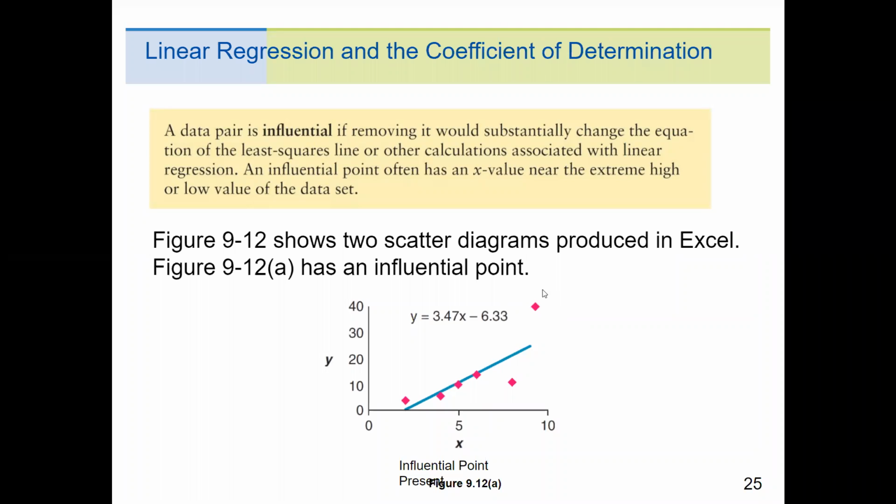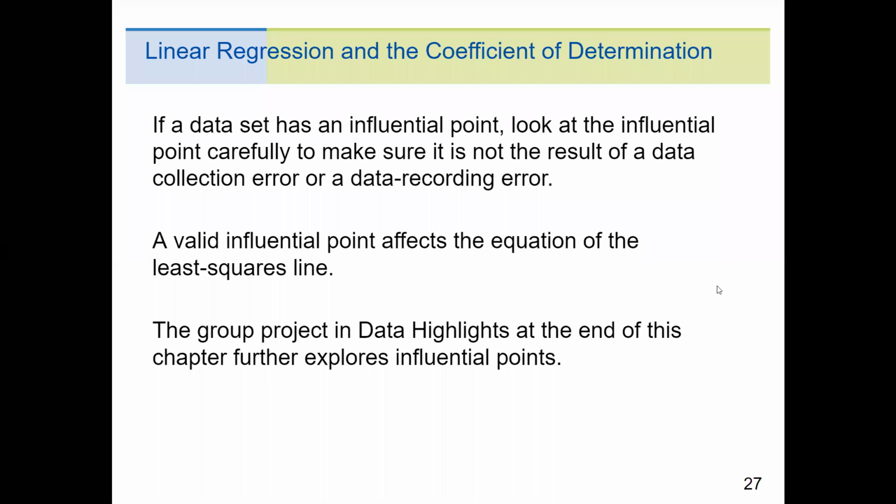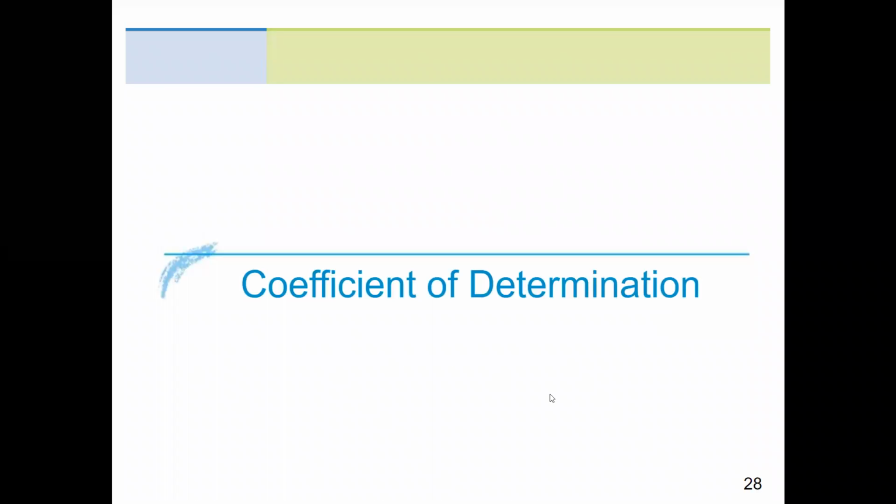Here's one with the point included, and you can see your y hat would be 3.47x minus 6.33. And then when you remove it, you have a y hat of 1.45x plus 1.75. If a data set has an influential point, look at it carefully to make sure it is not the result of a data collection error or a data recording error. A valid influential point affects the equation of the least squares line. The group project in Data Highlights at the end of this chapter further explores influential points.